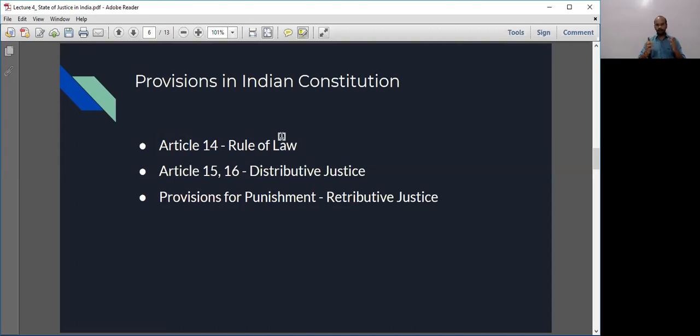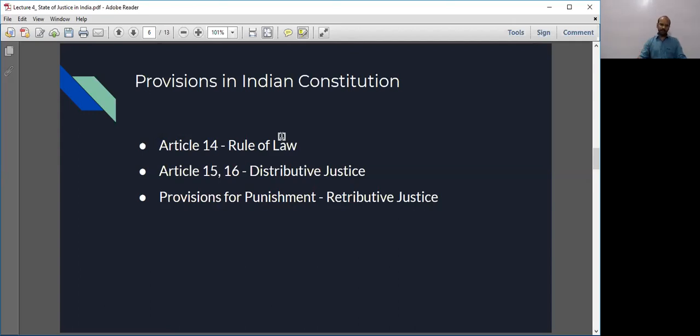Similarly, अगर आपने freedom का गलत उपयोग किया, then you might be punished. Okay, so let's say you have the freedom to speak something, but you cannot speak something against the sovereignty of, or which goes against the national interest. अगर आपने ऐसे कुछ किया, then you will be punished. Okay, so this kind of punishment will become a part of retributive justice when we talk about Indian Constitution. Apart from this, throughout the Constitution, there are provisions for distributive justice and retributive justice.